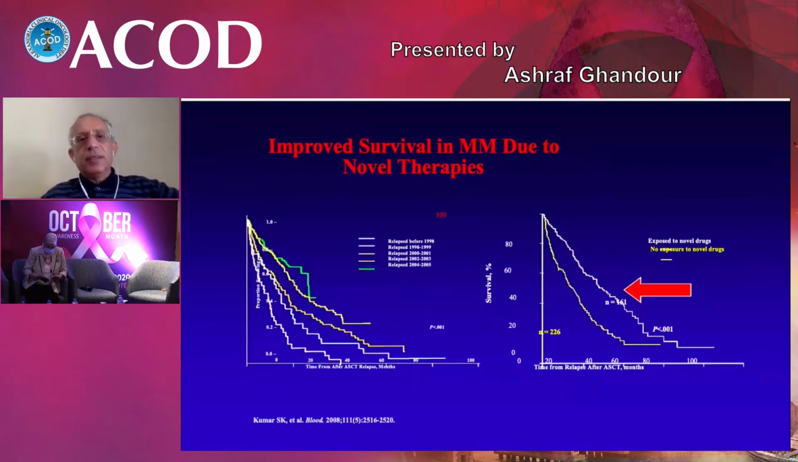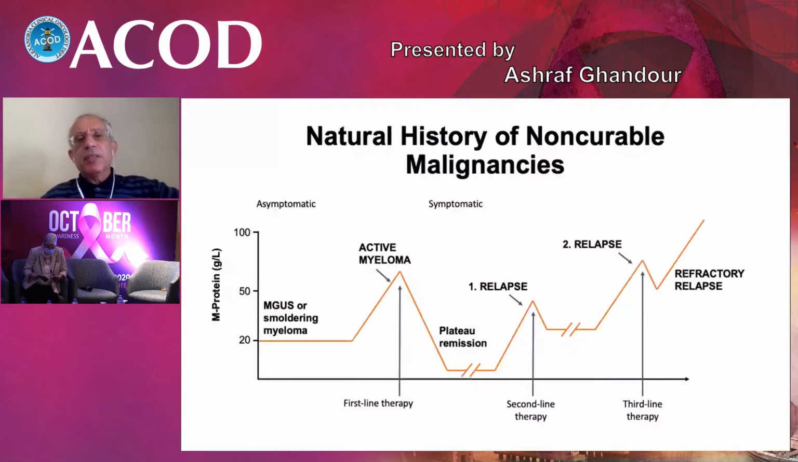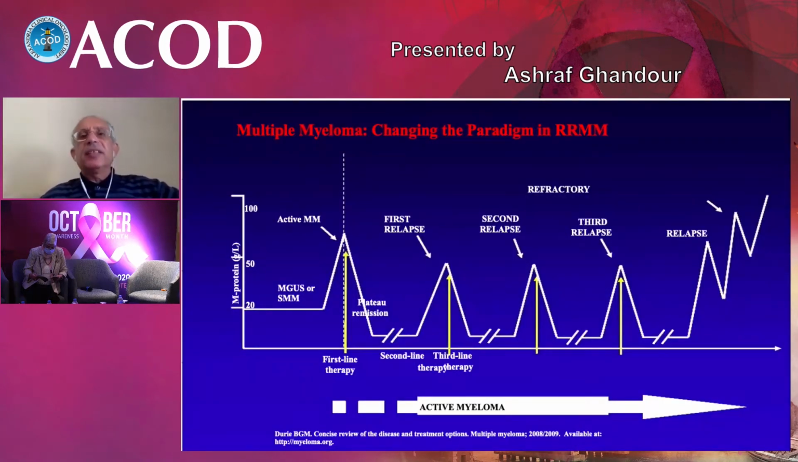We should know that novel therapies lead to expanded response with deeper response. This is actually the history of non-curable multiple myeloma in the past. We may have here the new drugs giving a change in paradigm in relapsed refractory multiple myeloma. We have now first relapse, second relapse, third relapse, and even fourth relapse, which have never been seen before in such patients.